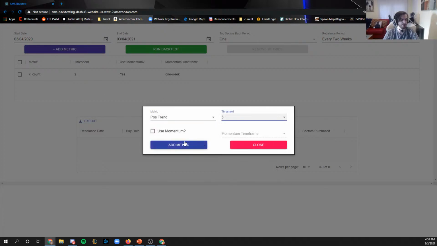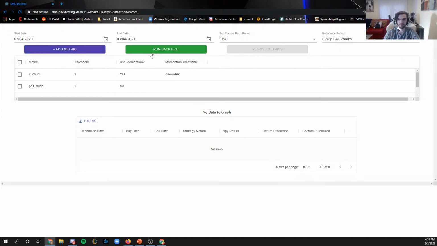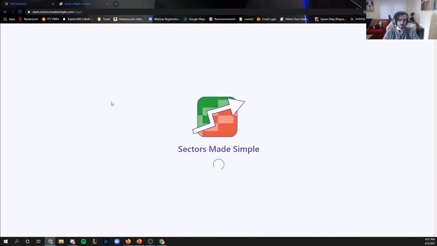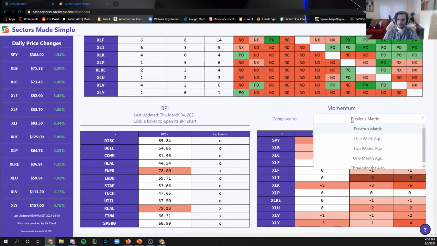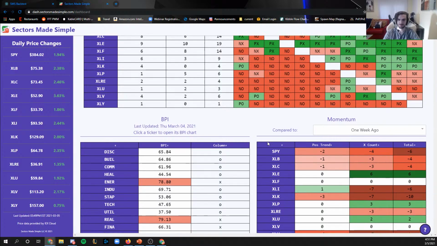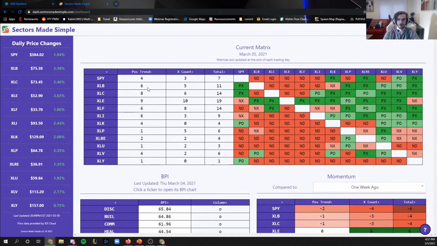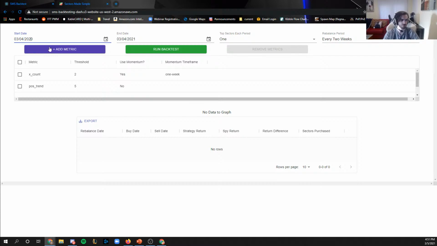Oh, Erica, you have a strategy. What strategy is it? So, right now what I've done is I've told it for the past year, I want to see a strategy that uses, if I go to the dashboard, the previous matrix, the 1 week ago matrix, or momentum, my apologies, with the positive trend. And I can click run backtest.